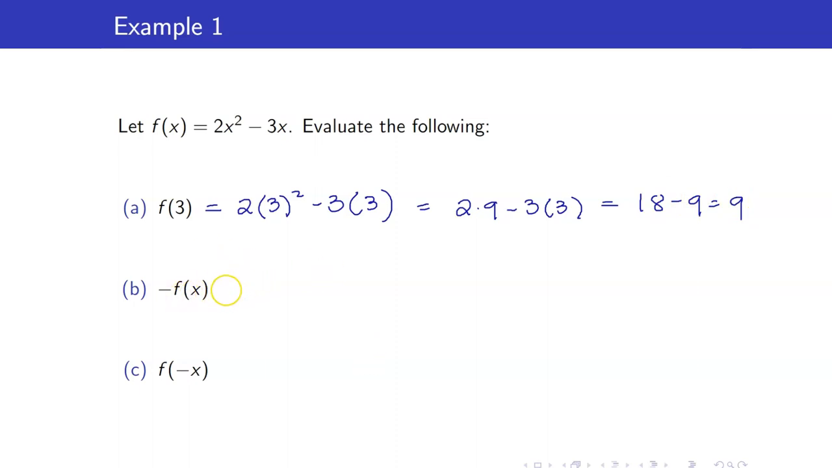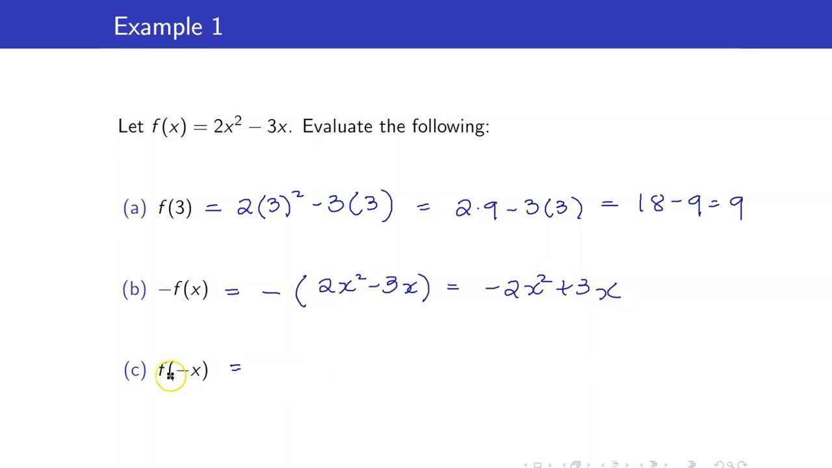Next, we want negative f of x. So this is just the negative of f of x, which is f of x is 2x squared minus 3x. So that's negative 2x squared plus 3x.